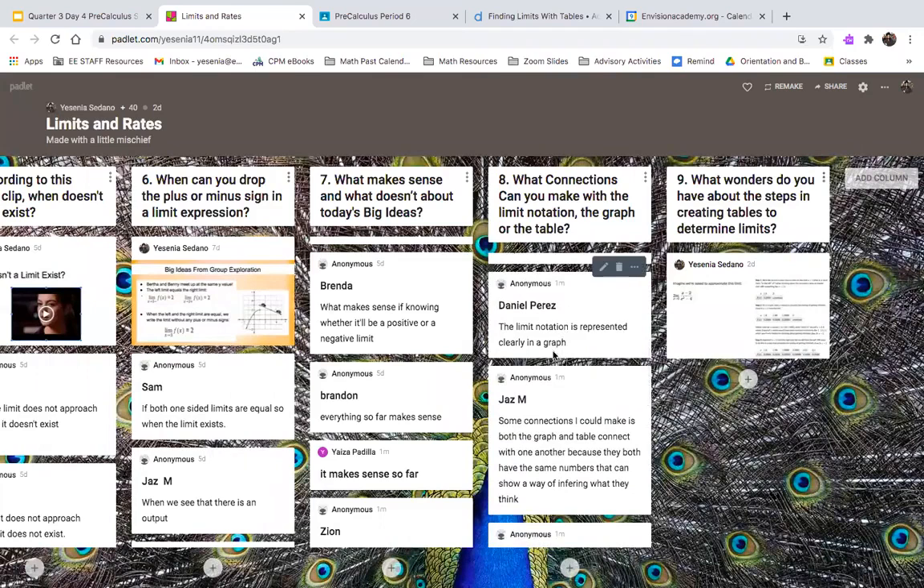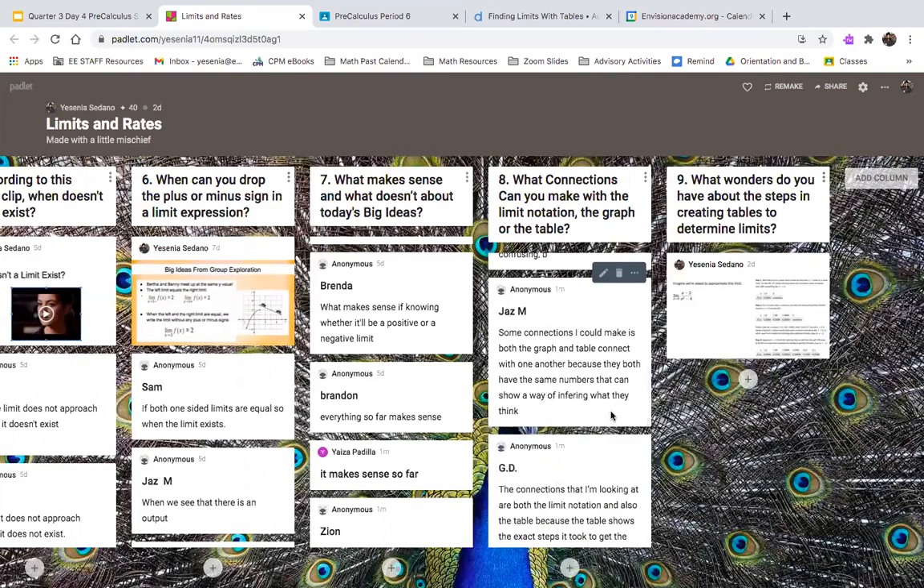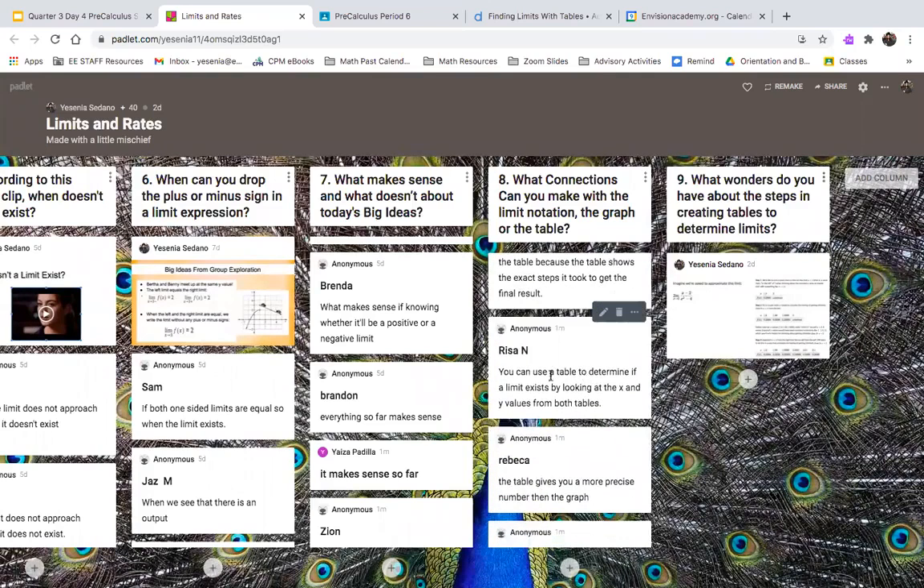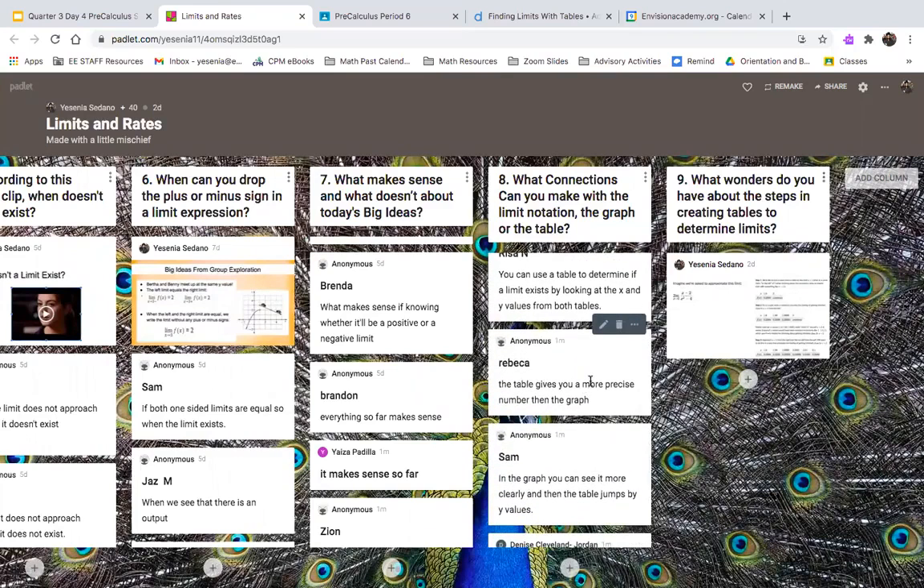The limit notation is represented clearly in a graph. So some of you are able to see it more clearly in a graph. And both the graph and the table connect because they both have the same numbers. Yeah, you can make the direct connections. But the table shows the exact steps it took to get the final results. And you could use a table to determine if a limit exists by looking at the x and y values from both tables, right? Ooh, the table gives you a more precise number than the graph.